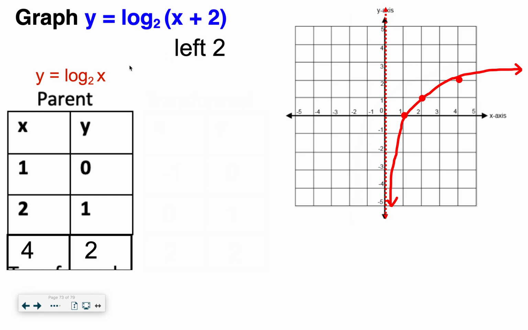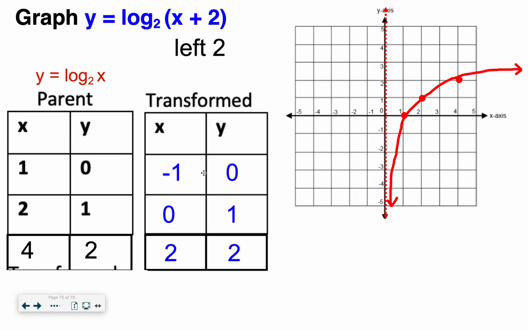Well, if I can find my parent function, and I just talked through that, but I'll remind you, if I take log base 2 of x, so log base 2 of 2 is 1. Log base 2 of 4 is 2. Okay, that's my red graph over here. Well, now if I can visualize that graph, all I need to do is take all of my x coordinates and subtract 2. So if I take all of these x coordinates and subtract 2, and don't do anything with my y coordinates, I'm going to get these transformed points, right? 1 minus 2, negative 1. 2 minus 2 is 0. 4 minus 2 is 2. Then you can just plot these points.